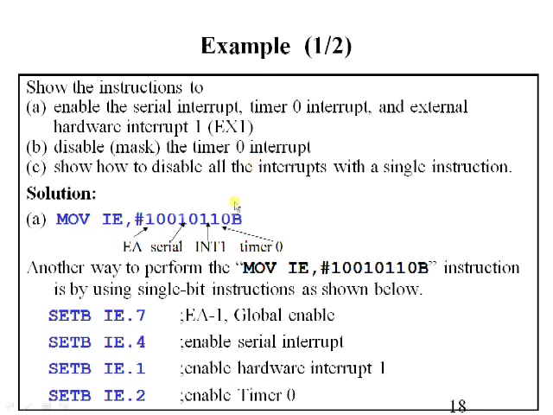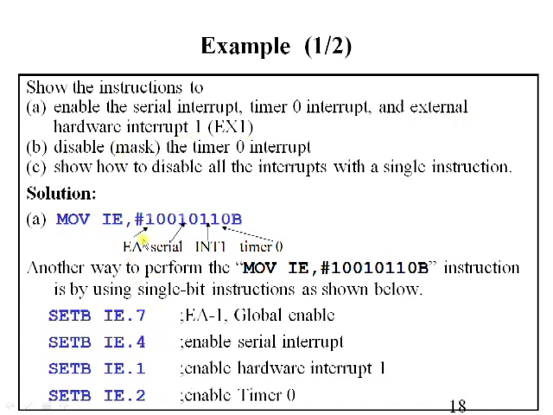Let us see an example. Enable the serial interrupt, timer 0 interrupt, and external hardware interrupt 1. Disable the timer 0 interrupt. So disable or mask is similar. Show how to disable all the interrupts with a single instruction. So initially we will enable the serial interrupt, timer 0 interrupt, and then clear, and then external hardware interrupt 1.